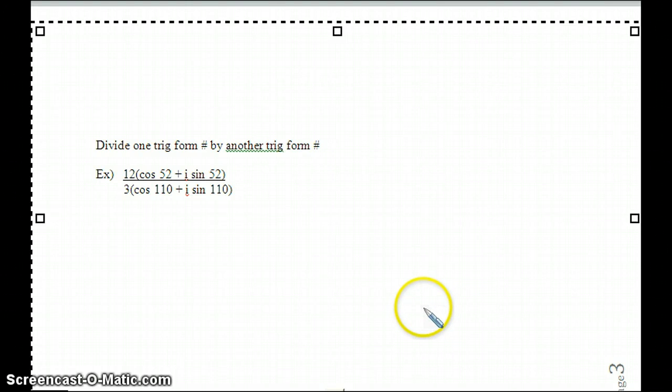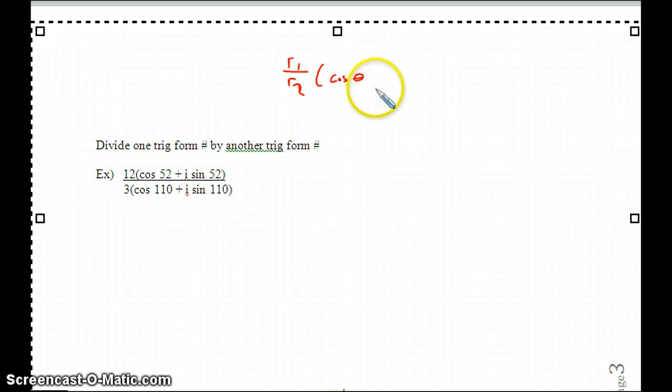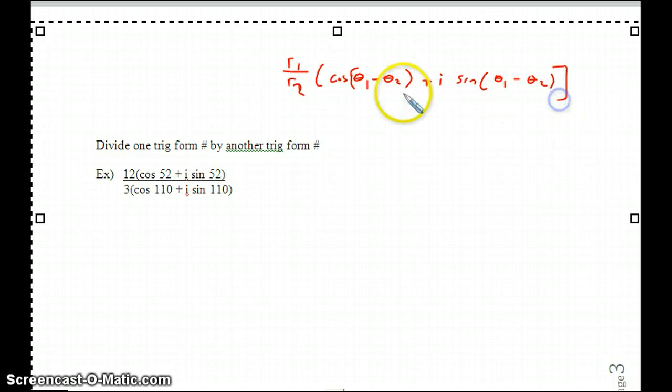So now we are dividing a complex number in trigonometric form by another complex number in trigonometric form. And you can't see any more of the formula, so I'll just write that formula down up here at the top of the paper. So you take r1 divided by r2, and you multiply that by the cosine of theta 1 minus theta 2, and you add to that i sine of theta 1 minus theta 2. Again, these should be brackets instead of parentheses. So that's the form.